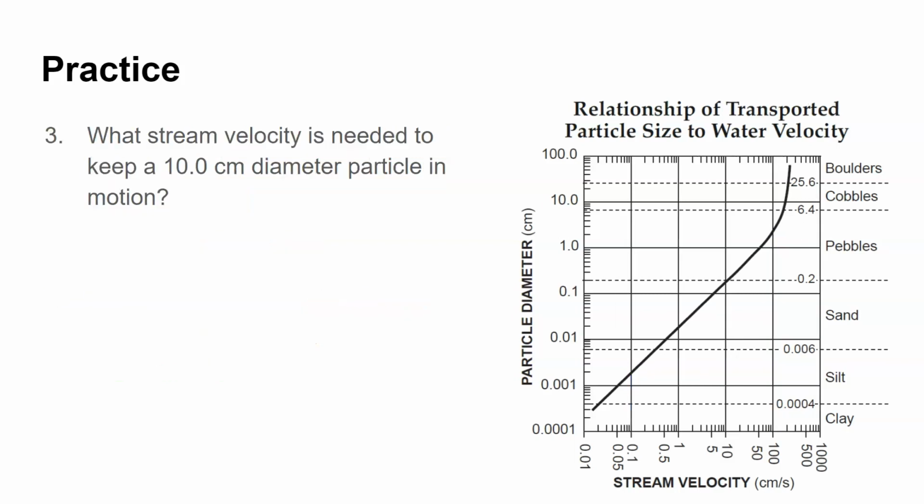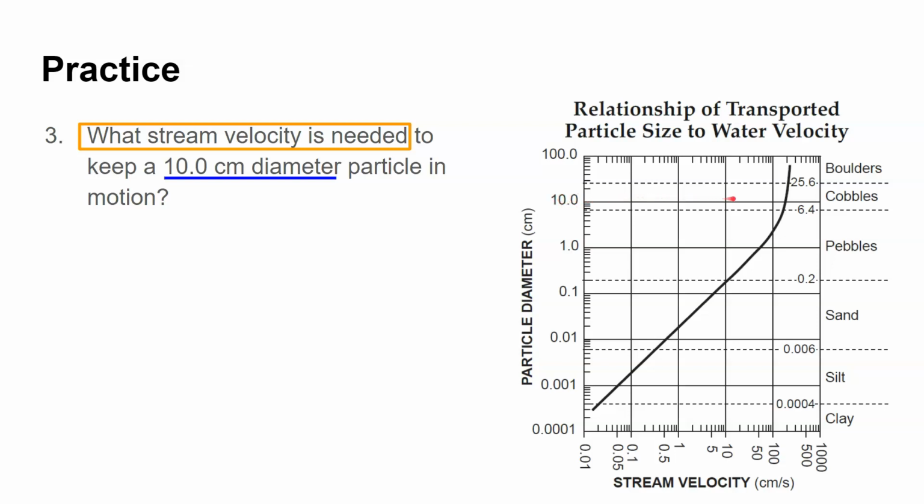Our last practice problem. It's always a good idea to identify what the question is asking and what information is provided to you. So we're looking for a stream velocity. So our answer will come somewhere on the x-axis, because that is the stream velocity axis. And we know that we're dealing with a 10 centimeter diameter particle. So how do we use the diagram to help us answer this? First thing we need to do is find 10 centimeters in diameter. It's going to be on the y-axis. So here's 10 centimeters diameter. So this is our starting point.